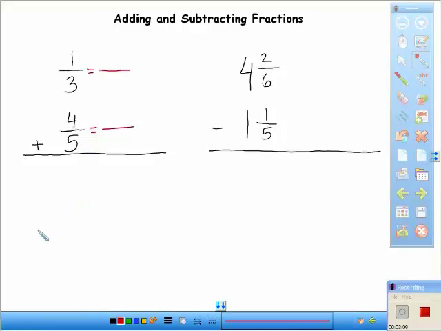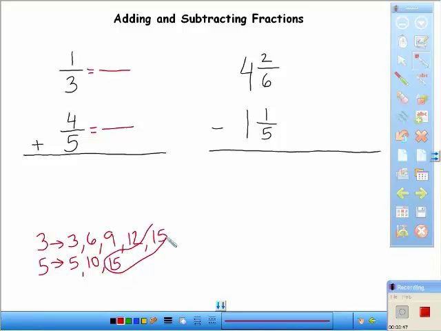So again, what do you think is going to be the least common denominator? If I counted by 3s and counted by 5s, what's the first number that's going to be in both rows? Remember, the goal is hopefully you're going to be able to see it. But if not, you write it down. Let's count by 3s: 3, 6, 9, 12, 15. Let's see. 5, 10, 15. There we go. There's the first number in both rows.